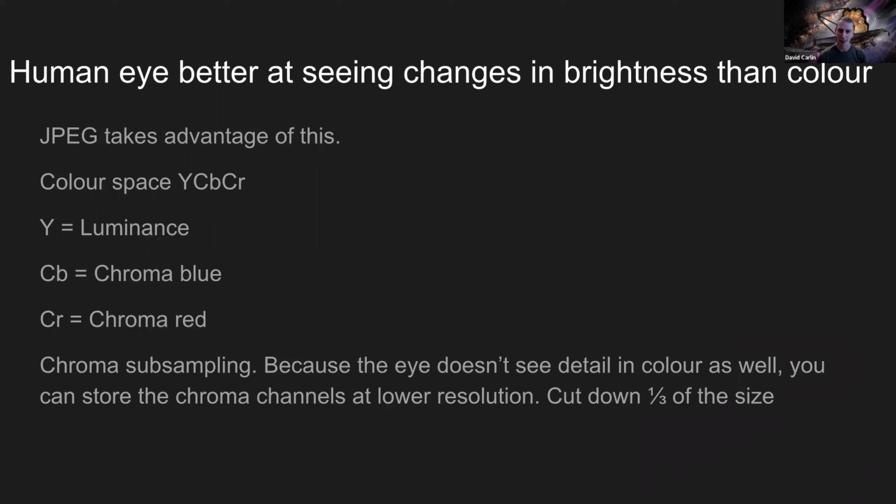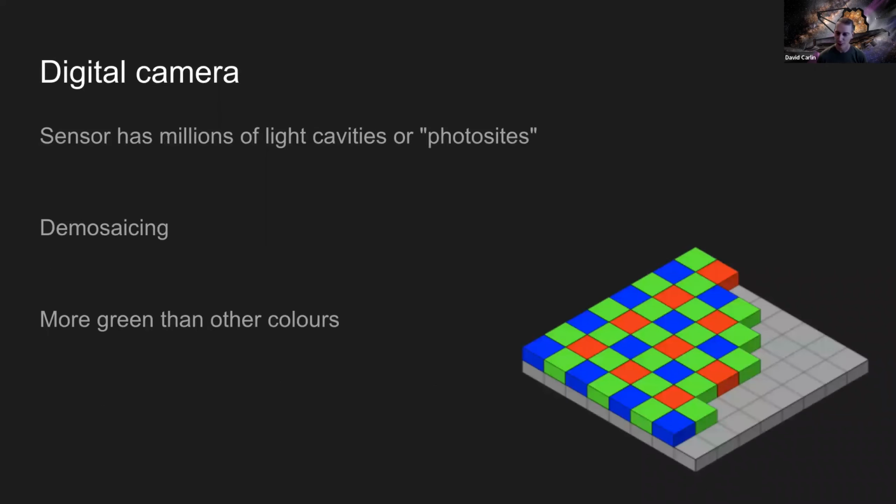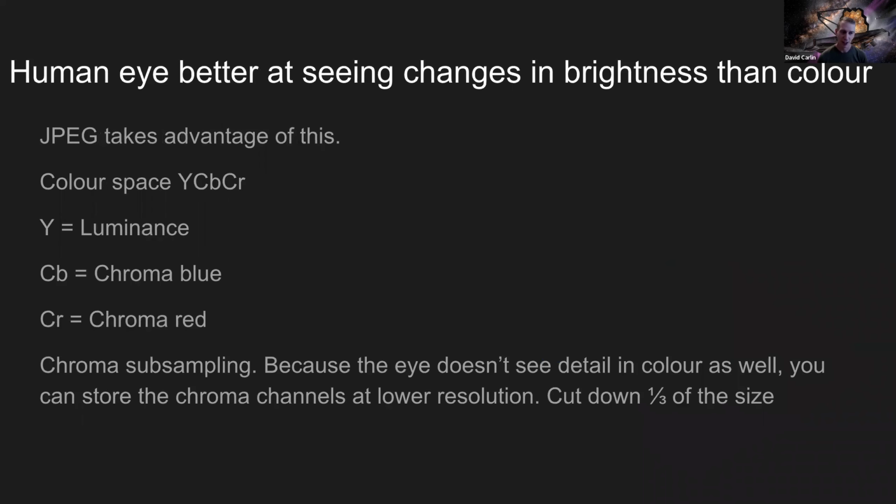The human eye is better at seeing changes in brightness than it is at seeing changes in color. And JPEG takes advantage of this. So up to now, I've been talking about things in the red, green, blue color space, but JPEG actually converts it to a different color space. You might have heard with printers, they use CMYK, is that right? So there's multiple different color spaces, and JPEG uses one called YCbCr.